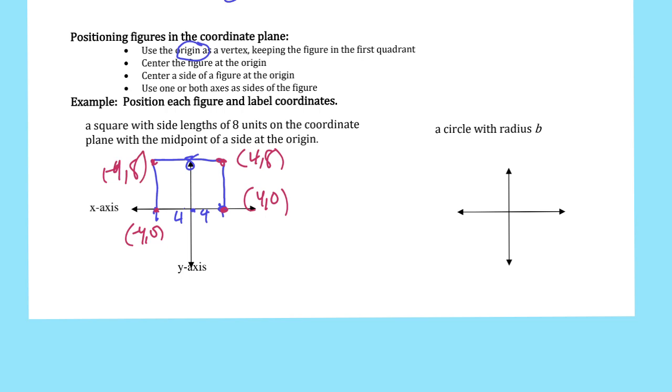Okay, so it's a good test of, can you read it? Can you try it? And is your shape actually the shape they ask you to do? Draw a square, so all four sides should be congruent. And is the center of one of the sides at the origin?